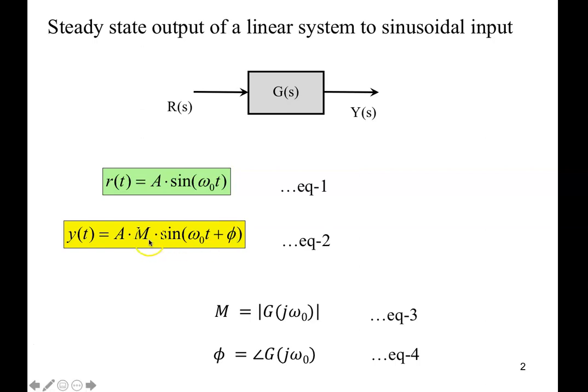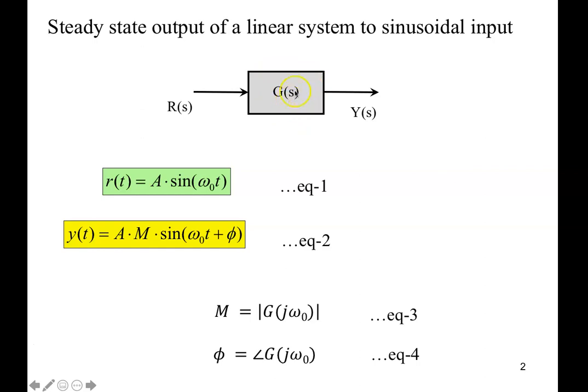Now, how do I find the m value? How do I find that phase angle phi? The way you do it is you use a transfer function. Of course, every system will have different transfer functions. So you go there, you find your transfer function G(s).